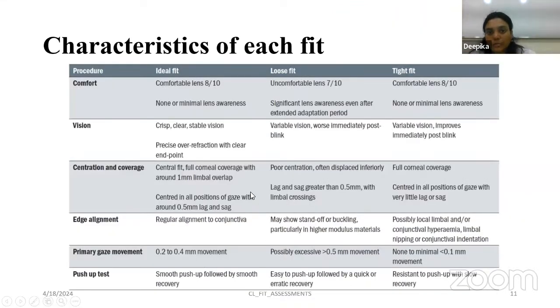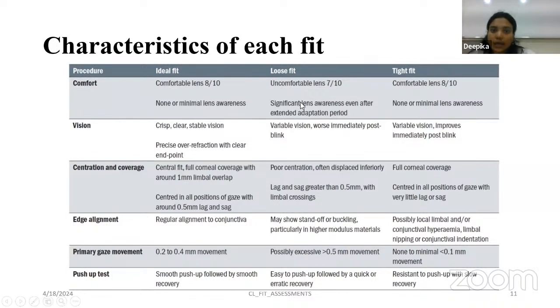These are the characteristics of each fit, in which the ideal fit is very comfortable. Vision will be crisp and clear, even post-blink and pre-blink. Centration and coverage will be a central fit, with full corneal coverage with around 1 mm limbal overlap. Edge alignment is regular alignment to the conjunctiva. Primary gaze movement is 0.2 to 0.4 mm. Push-up test shows a smooth push-up followed by smooth recovery.